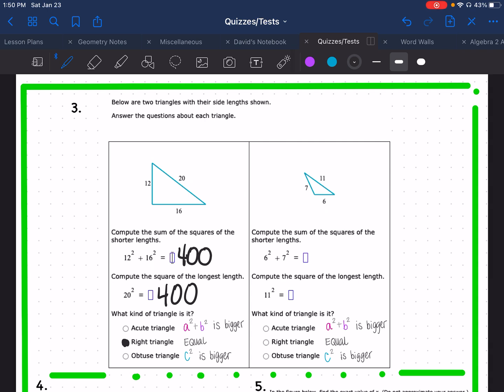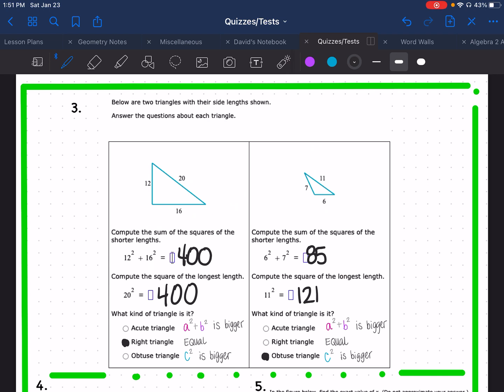So 6 squared plus 7 squared, 85. 11 squared, 121. Put a check mark next to the one that is bigger. Okay, notice I'm not physically putting a check mark because I can't in Alex. I'm just doing it in my head. This one is bigger. This is my c squared. So here it is. This triangle is obtuse.